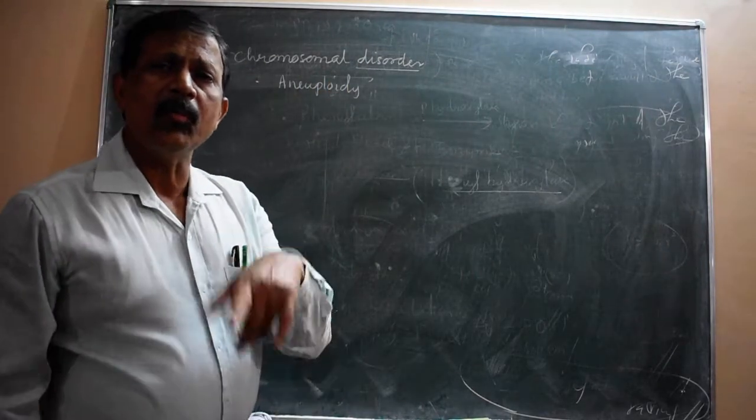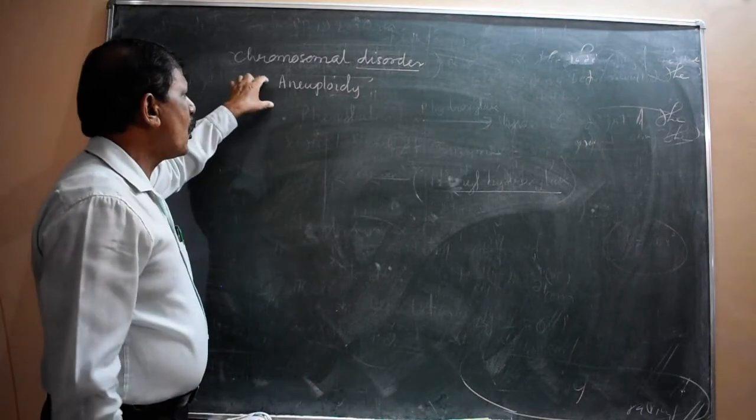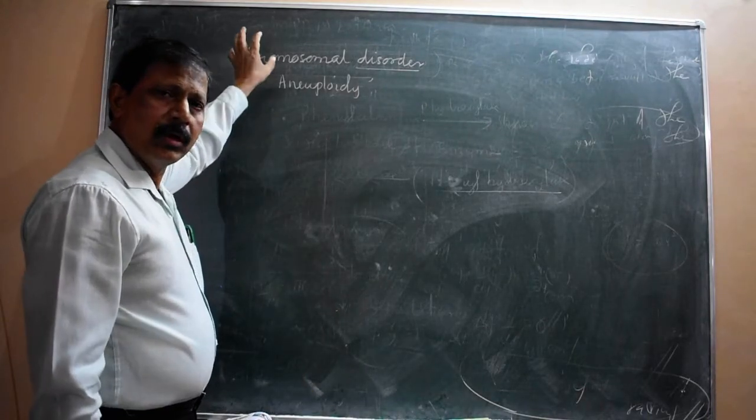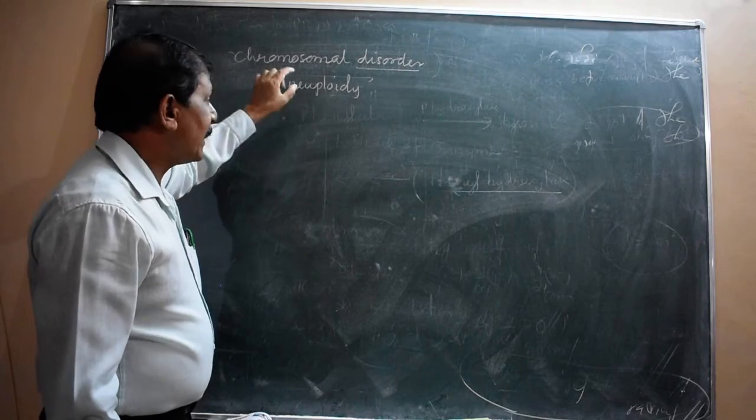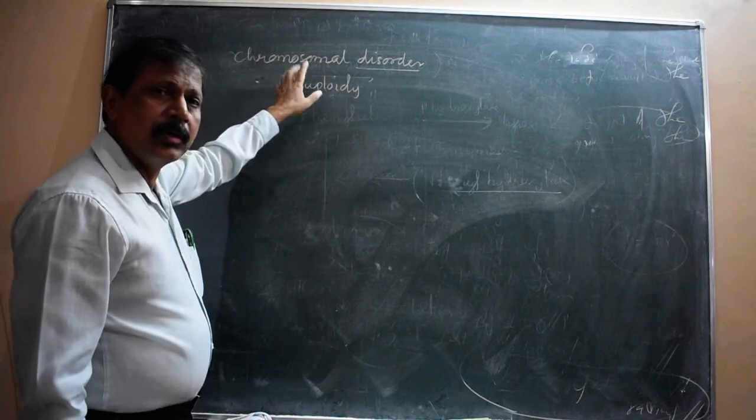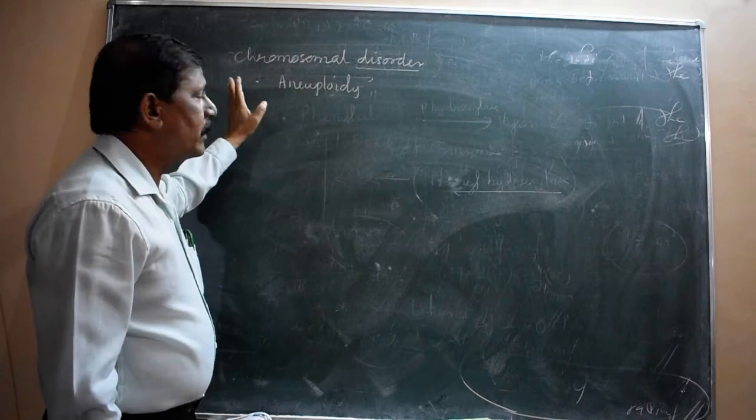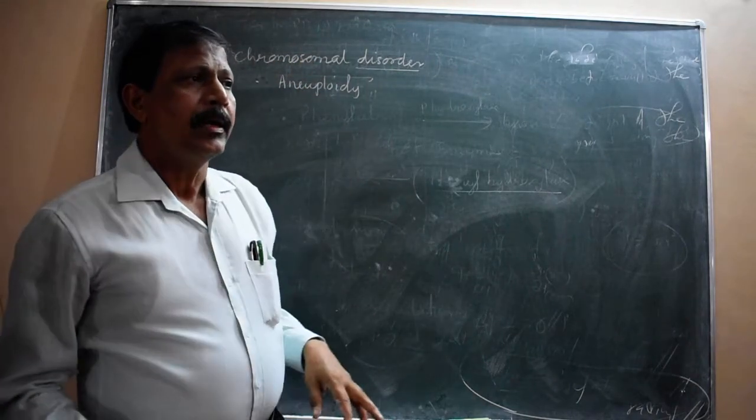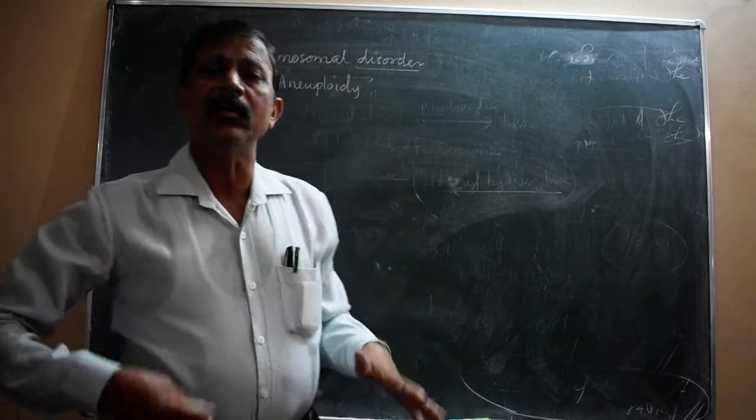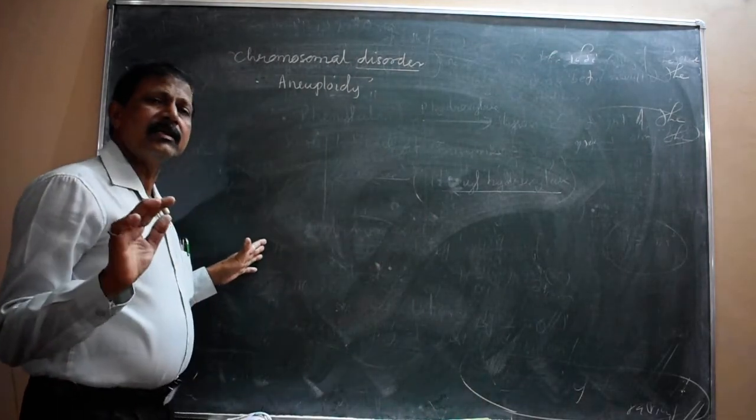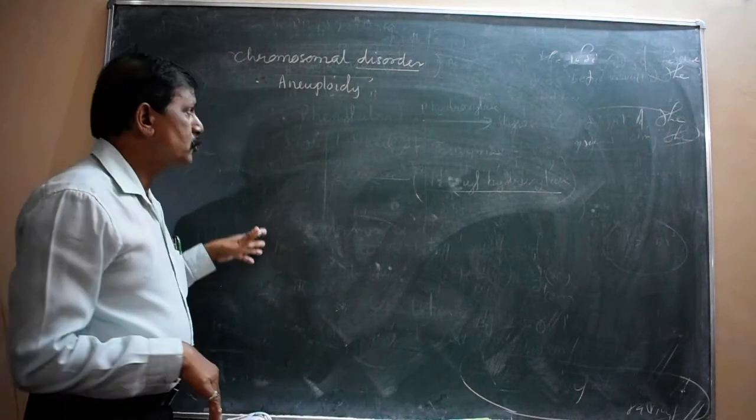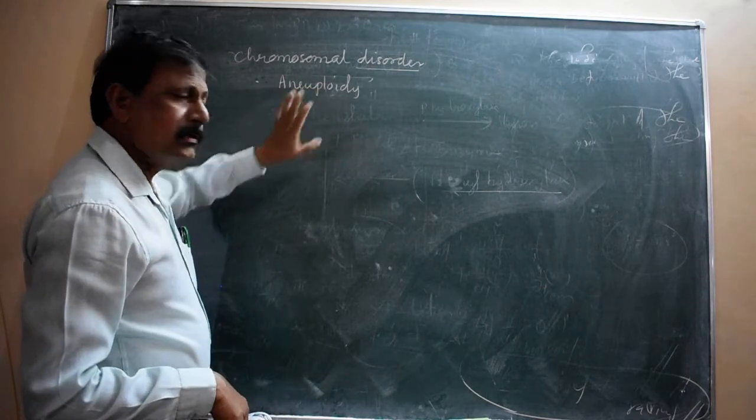Aneuploidy means an abnormal condition of the chromosomes. Generally we call it a chromosomal disorder, and technically we call it aneuploidy. Aneuploidy means a deletion or addition of a chromosome, resulting in alteration of the chromosome set.